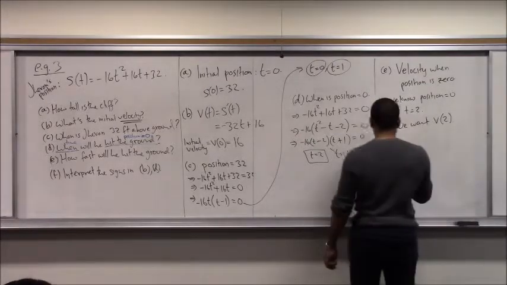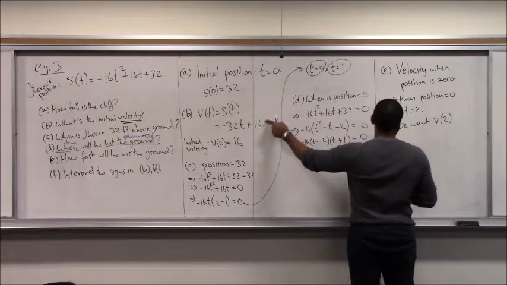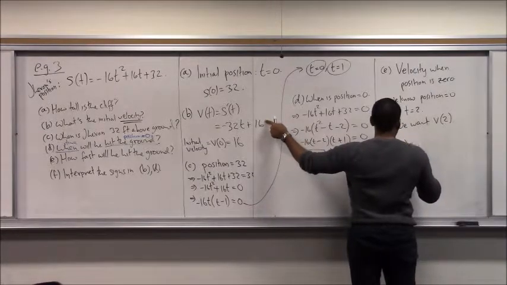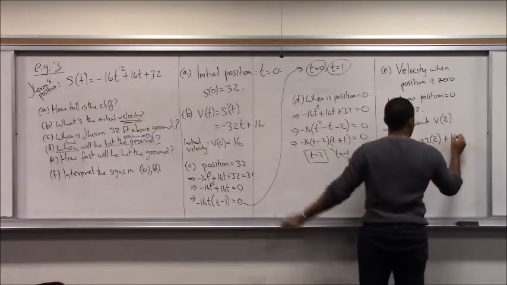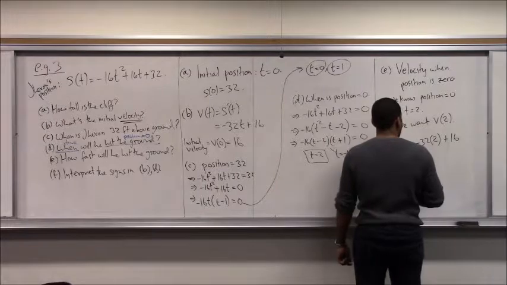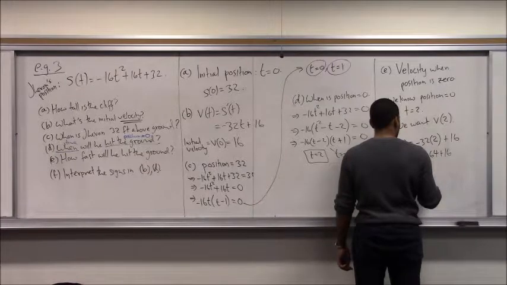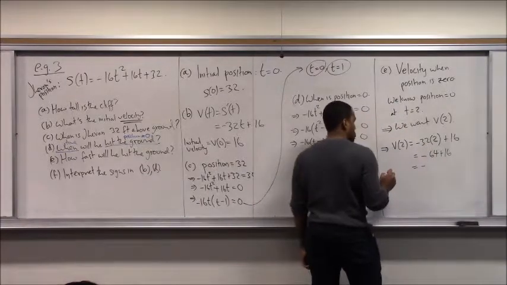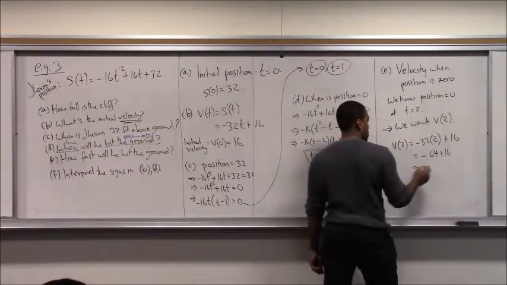And so we'd be able to say, we actually already found the velocity, it's here. So v of 2 is going to be minus 32 times 2 plus 16. 64 plus 16. So it's minus 48. 64. That's 48.